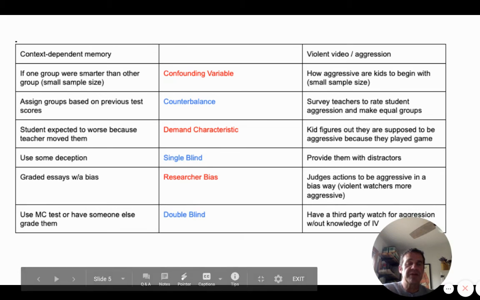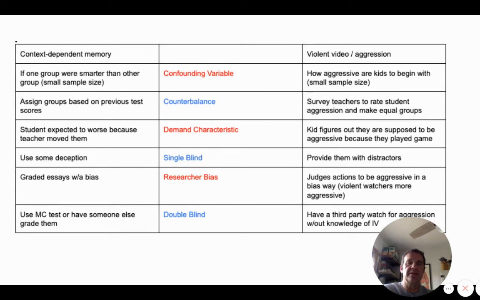Remember, the biggest confounding variable tends to revolve around the dependent variable. So if we have a small sample, it's possible that one group is going to be naturally more aggressive than the other group. So that is going to result in their behavior more so than whether they played violent video games or not. Okay. So again, how are we going to counterbalance this? We can do a survey. We can survey the teachers to rate the students in aggression and make equal groups, just like we would have done with the hyperactivity, right?